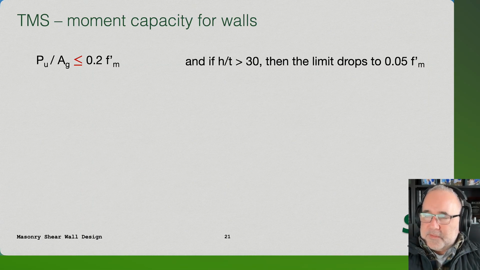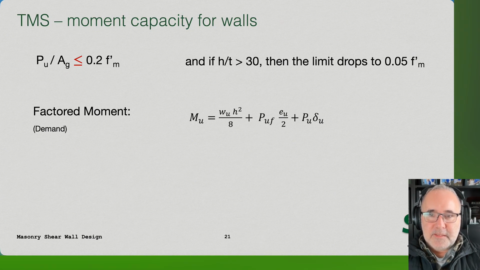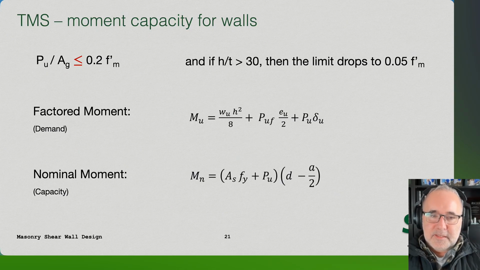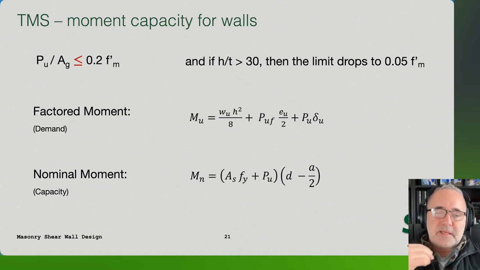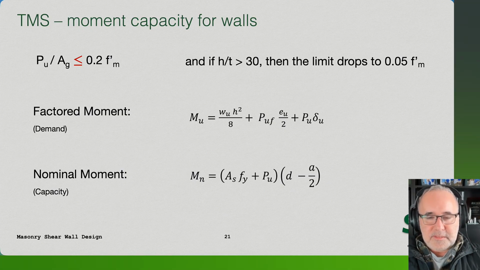So again, for a little bit of a summary slide, for moment capacities, you can look at the axial over the area. If it's less than or equal to 0.2 times f'm, then you can see what the overall capacity would be. If it's a taller wall, then we have a lower capacity, 0.05 times f'm, but the factored moment is going to be here. Nominal capacity is just going to be the area of steel times the strength of the steel plus an axial component times the moment arm that you would have for your design.